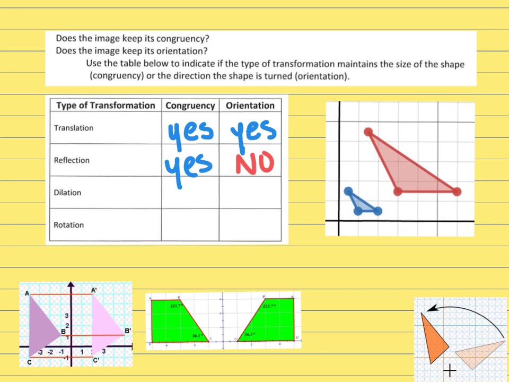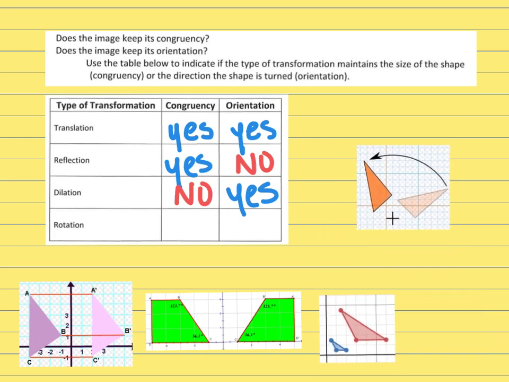They are not congruent. So I would say no on congruency, but they are still facing the same direction. The top point and the top point, when you look at how they're connected, they're going in the same pattern. So this would be yes for orientation.